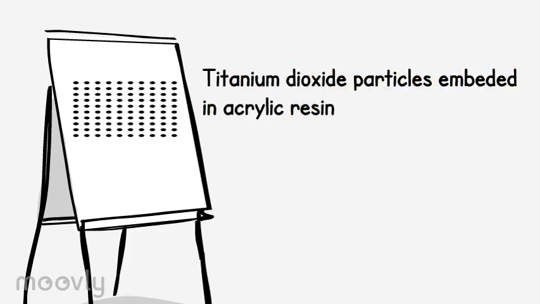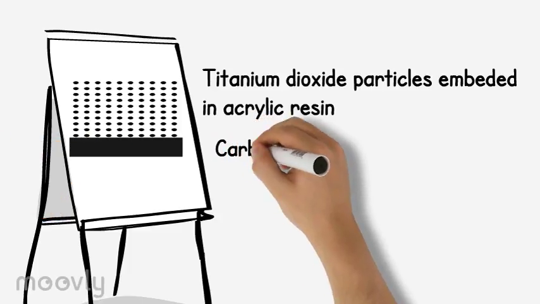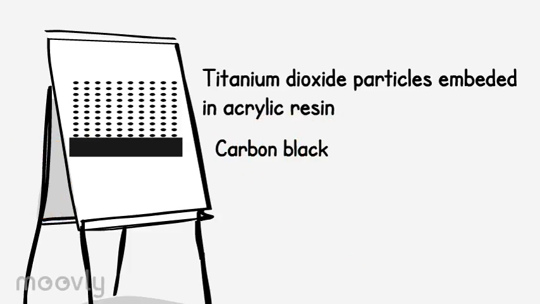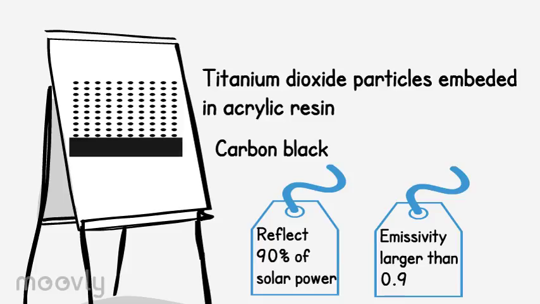The current way of implementing these two materials is by embedding titanium dioxide particles in acrylic resin on the top and carbon black at the bottom. Currently, with a particle radius of 0.2 micrometers, this coating can reflect 90% of the solar power and can almost behave like a black body with an emissivity bigger than 0.9.